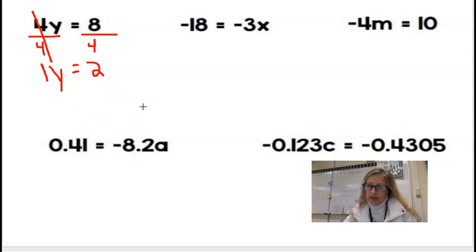Let's try one with negatives because we still struggle a bit with the negatives. This is negative 3 times x. So multiplication, the opposite of multiplication, is division. So I'm going to divide both sides by negative 3.